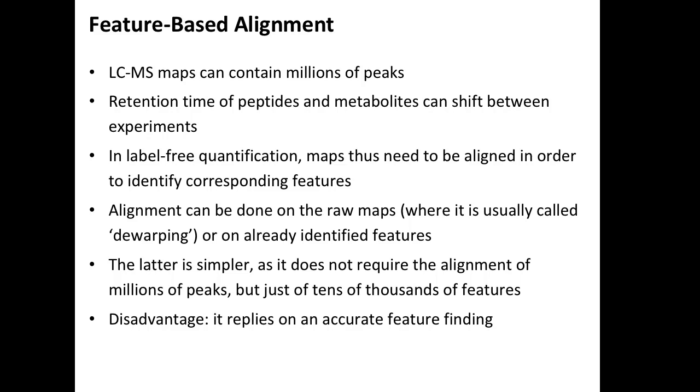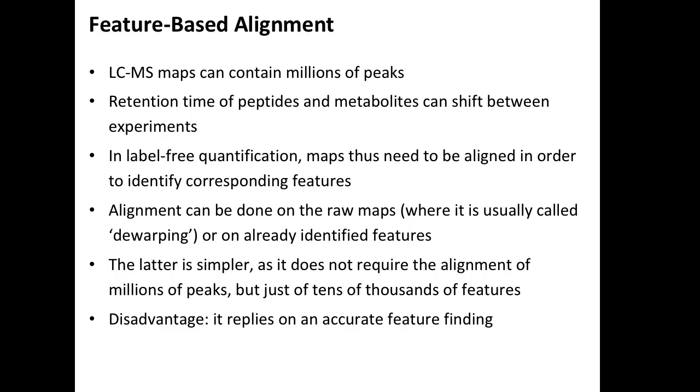Then we do the alignment. So feature-based alignment is what we tend to prefer because we're doing this data reduction. It makes no sense to align the spectra with all the peaks. That is nonsensical. Instead, you want to go to the features and align these features.